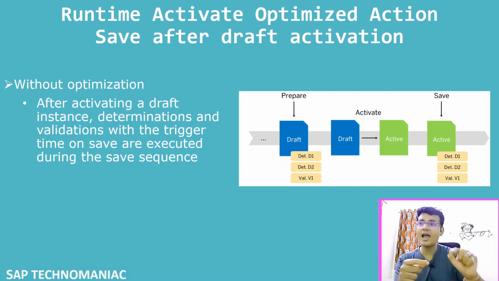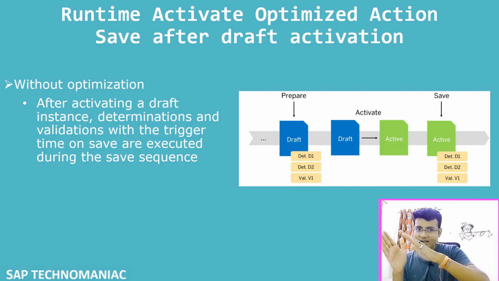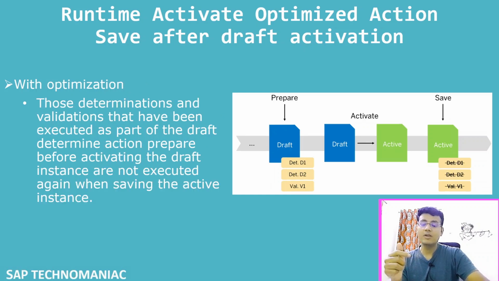If you are not using the activate action optimization, then the determinations and validations which you have defined on the save will be called multiple times, during the prepare phase as well as during the save sequence. To avoid that, we should always use our activate action as optimized. If we use activate action as optimized, then those determinations and validations will be called during the save only, or during the draft instance only. They will not be called when the commit entities are done during the save sequence.